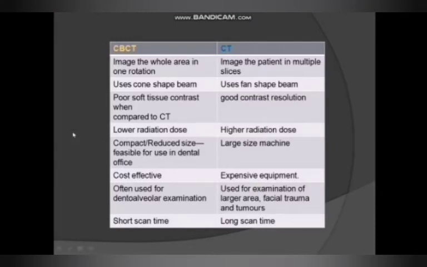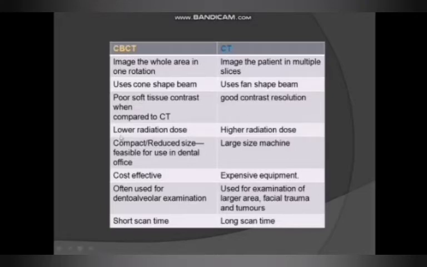This table shows the comparison between CBCT and CT. In CBCT, the whole area is scanned in one rotation using a cone-shaped beam, while in CT, the patient is imaged in multiple slices using a fan-shaped beam. In CBCT, there is poor soft tissue contrast when compared to CT, while CT has a good contrast resolution and differentiation between different types of tissue.